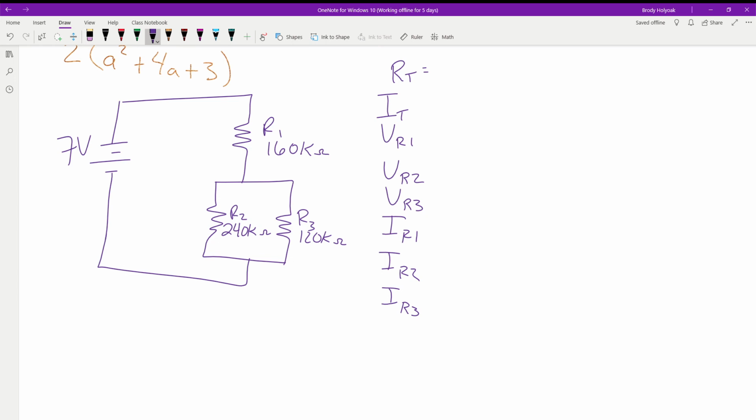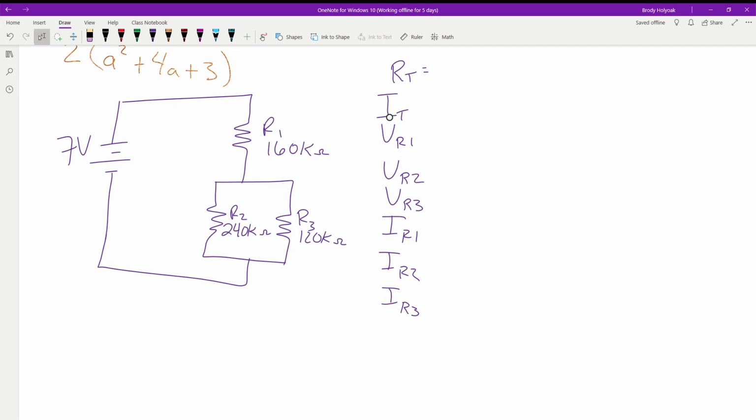One of the first things that we're going to be doing is we want to basically reduce this down to a single equation. That's all we've been really doing, is reducing this whole thing down to a single voltage source, a single resistance, and finding a single current. And we can break these down step by step. So in this case, I want to find my R total.